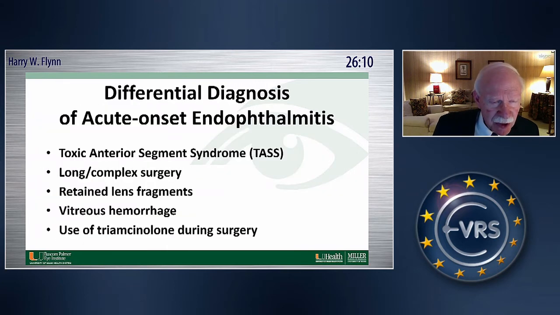We have heard this morning about the differential diagnosis of TASS and endophthalmitis. Sometimes it's very difficult to distinguish the two. Long and complex surgery can mimic endophthalmitis. Retained lens material, especially cortex, can resemble endophthalmitis. The diabetic patient with chronic vitreous hemorrhage can create a hypopyon that also resembles endophthalmitis. And finally, the use of triamcinolone during an anterior vitrectomy by the anterior segment surgeon can simulate endophthalmitis.